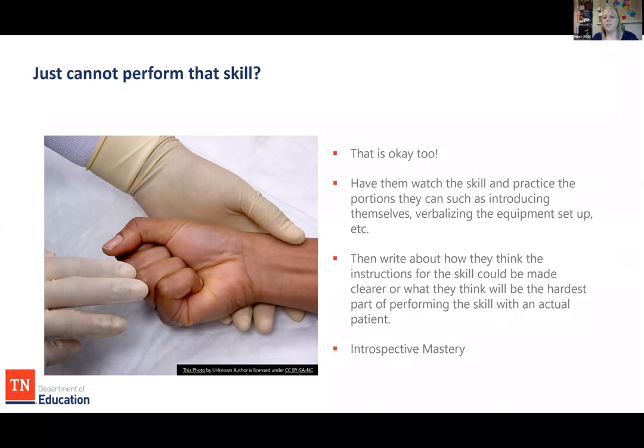And then you can also have them do an introspective mastery, which is, yeah, they're not getting that hands-on on the skill as much, but they can talk about how they could make the directions better. If you give them directions from one of the sites and you say, how would you make these directions for this more clear for somebody doing it? Or what do you think would be the hardest part of doing this on a live patient, a real patient? Have them really think deeply about it. It's still a type of mastery, even if it's not a skills checkoff. And it really gets them engaged with that skill, even though they can't be doing it. So there are ways to approach these things virtually. It's just not what we're used to.